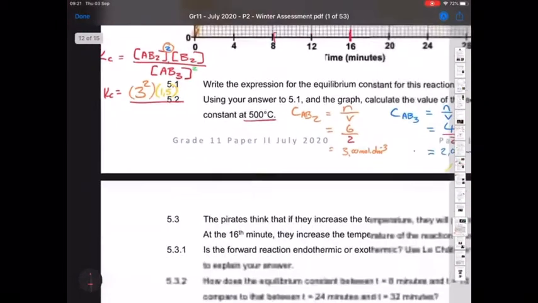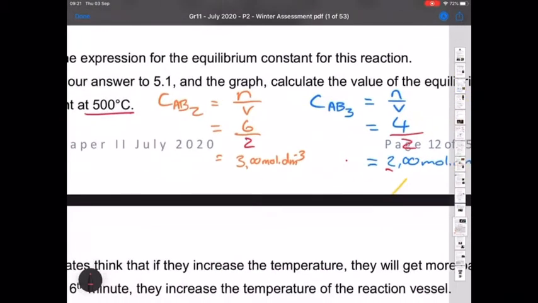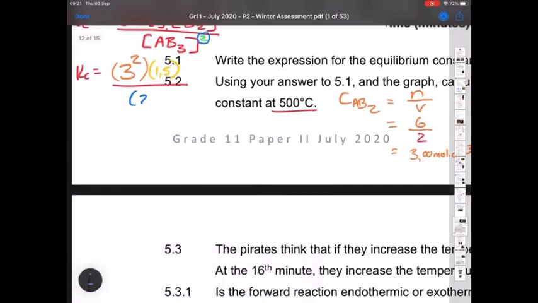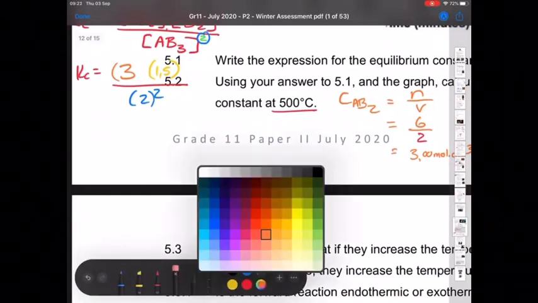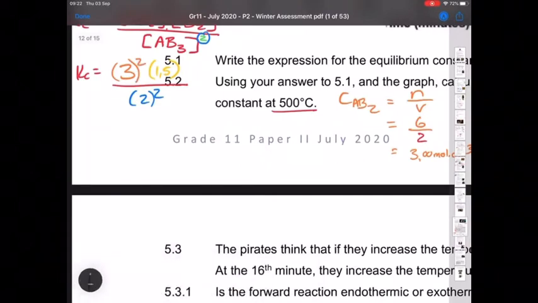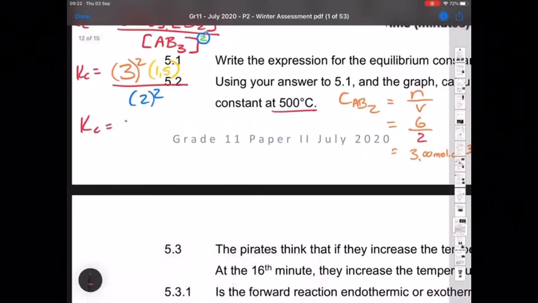So 3 squared times 1.5 divided by the concentration of AB3. AB3 was our blue substance, and the concentration of the AB3 was 2 moles per decimeter cubed. And because of that 2 over there, you need to square it. Do the maths, and you come out with 13.5 over 4. And 13.5 over 4 is 3.375. Round off to 2 decimal places, so Kc equals 3.38. Remember, no units for Kc.